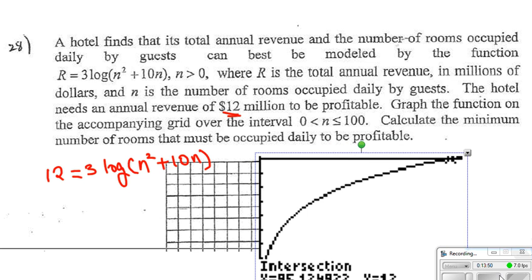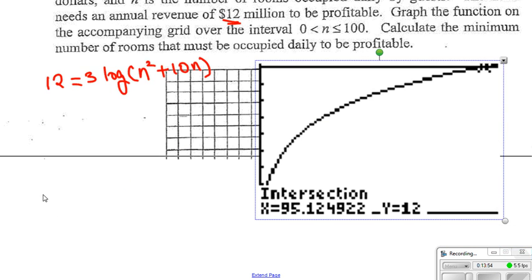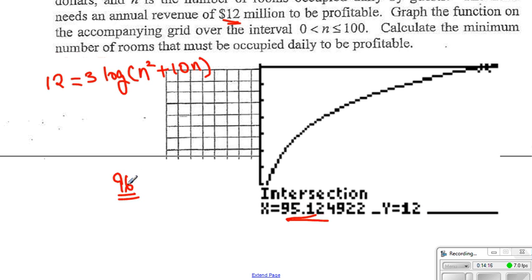So, since the average number of rooms that we need to occupy is this one. So therefore, if it's 95, then it's not going to quite cut it. So therefore, the number of rooms has to be 96 rooms. Then they will make a profit. All right, let's continue further.